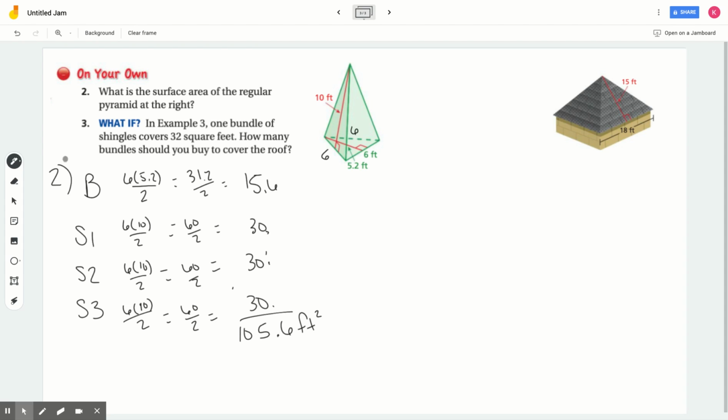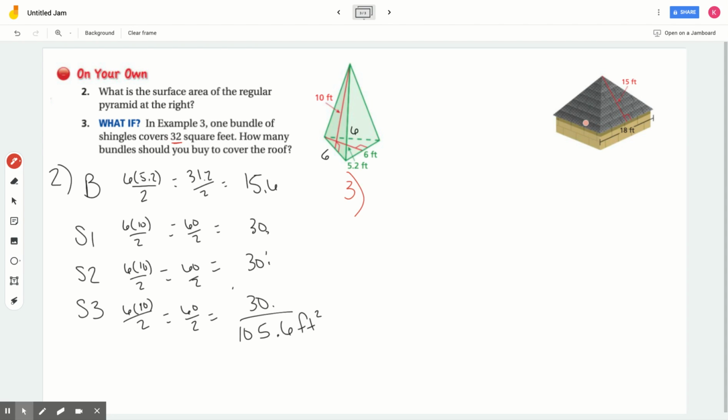Now, if we look at number 3, number 3 says, in example 3, one bundle of shingles covers 32 square feet. How many bundles would you buy to cover the roof? So we are finding the surface area of this roof and figuring out how many bundles of shingles we'll need if each one covers 32 square feet. So the first thing we need to do is find the number of square feet we are talking about. Well, think about the roof.